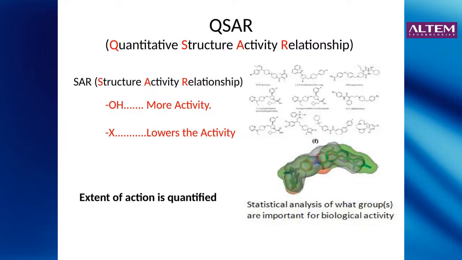Activity is quantified based on the similarity. Suppose at a particular position, if there is an electron withdrawing group, the activity is increasing. So that kind of similarity between the structures is found. At some other part, if a lipophilic group is attached, the activity is, suppose, decreasing. That means in a new drug, we should not add any lipophilic part at that particular position. So those kinds of similarities are studied.